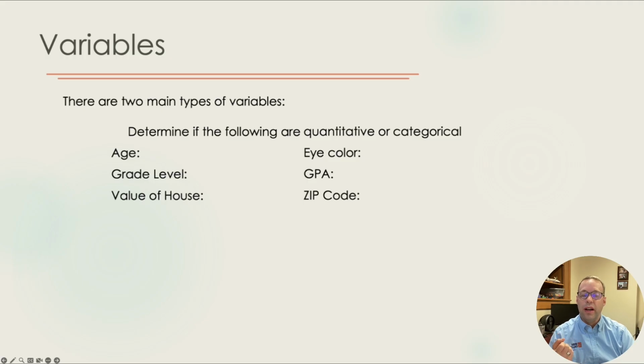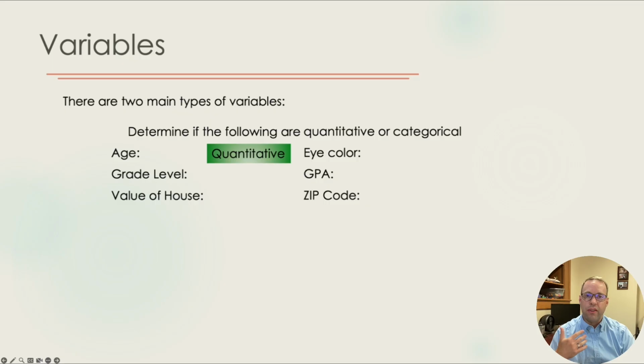Age. Well, if I have a bunch of people in a room and I ask their ages, can I find the average age of people in the room? Yes, absolutely. It's a number and you can take an average. Perfect. So since we can take an average, it's numerical, it's quantitative.